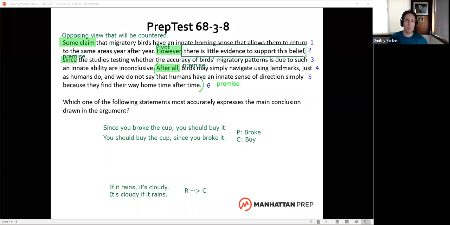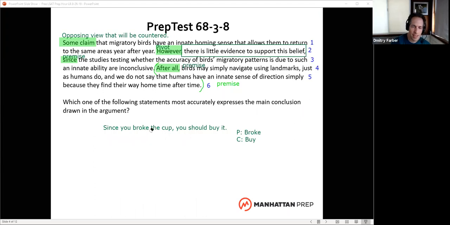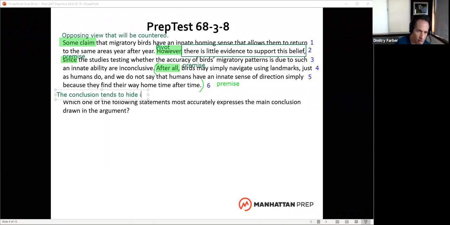So a couple things to keep aware of on a question of this type. One is general principle. They like to hide the conclusion in the middle. So the conclusion tends to hide in the middle on ID the conclusion questions. On other questions, it's safe to hang out at the end because it's not trying to hide, right?